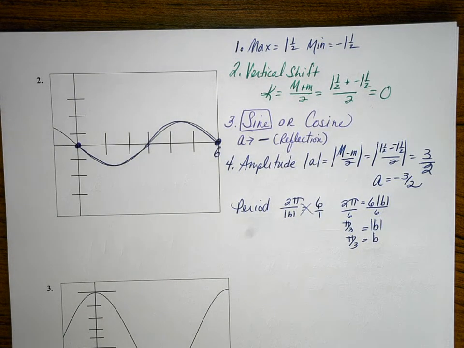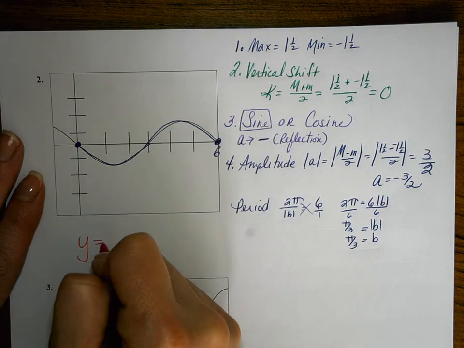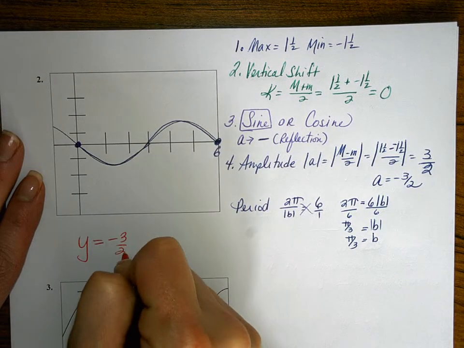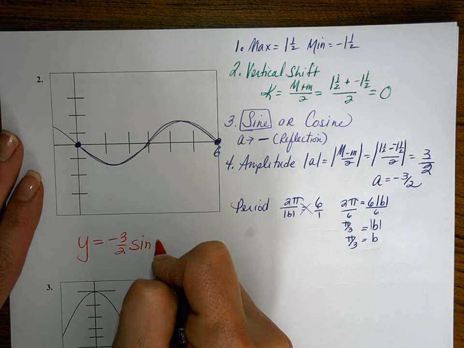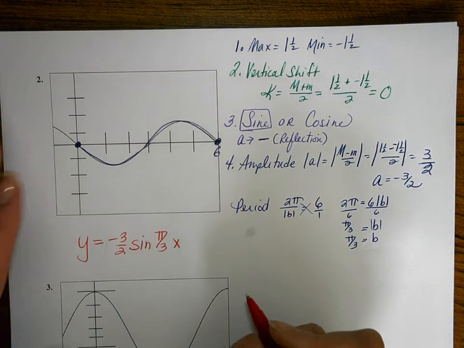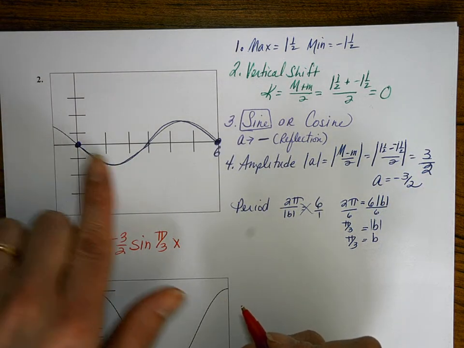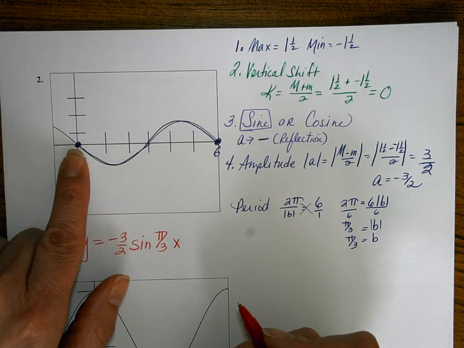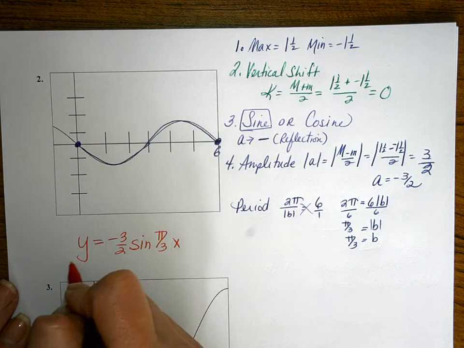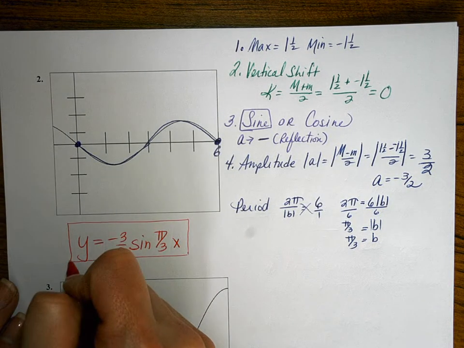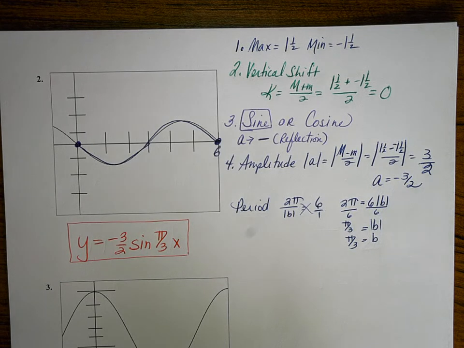Now I'm ready to write my equation. So y is equal to my A value of negative 3/2 times, we decided it's going to be a sine graph of my B value pi over 3 times x, no shift left or right, sine starts right away from the y-axis, and then no shift up or down because my k value is 0. So here's the most efficient way to write that wave. Is it the only way? No, but this is certainly the most efficient way to write that equation. All right, number 3.